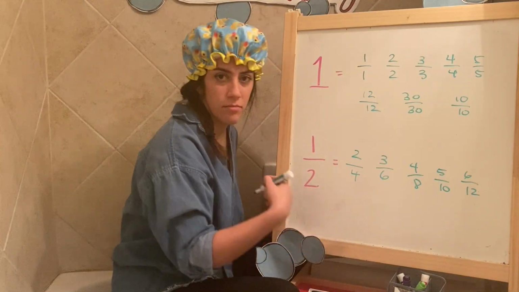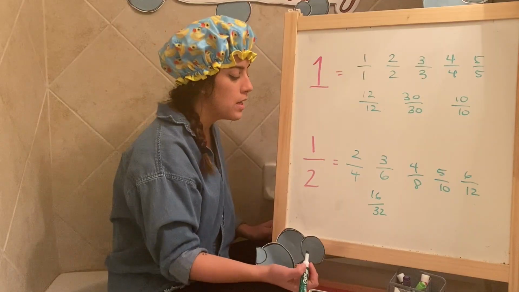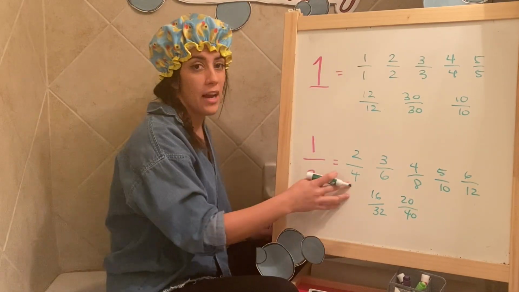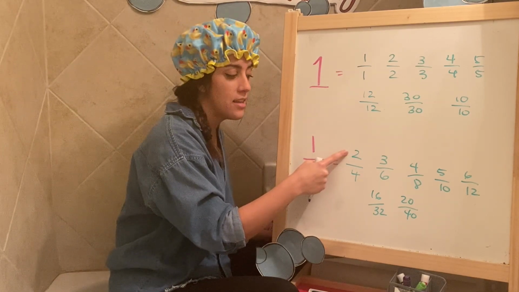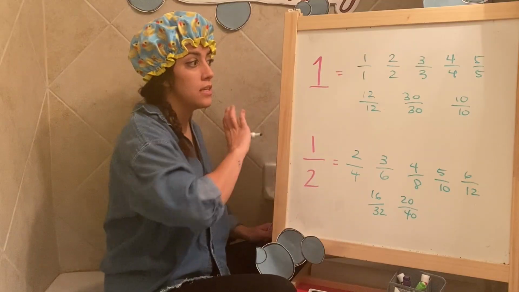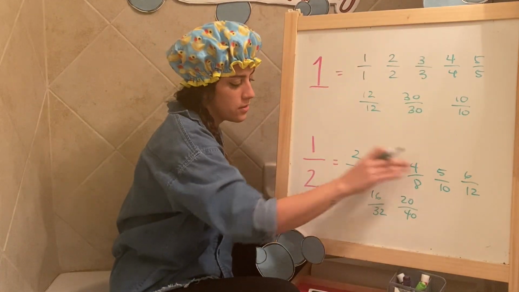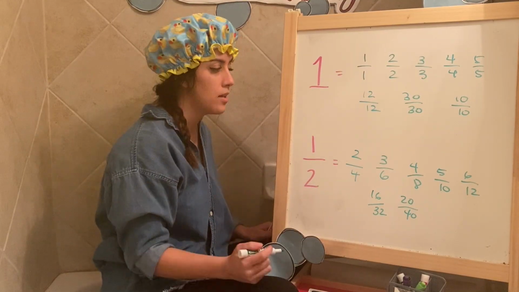And again, you can keep going. You can do 16 is half of 32. Let's see, 20 is half of 40. Any of these are half. You can keep going forever and ever as long as the number on top is half of the number on the bottom. These are all equivalent fractions. All of these are equal to 1. All of these are equal to 1/2. Doesn't matter how you put it as long as they are half of the number on the bottom.